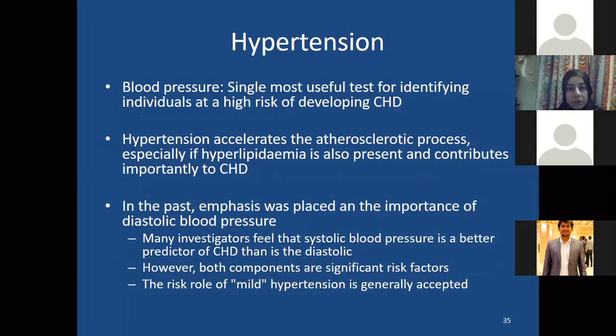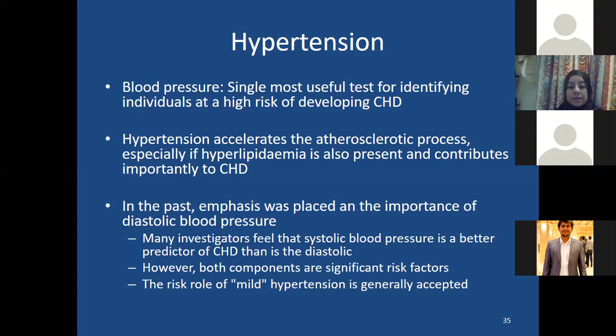So your blood pressure, it's the single most useful test for identifying individuals who have a high risk of developing CHD. Hypertension accelerates the atherosclerotic processes, especially if hyperlipidemia is also present, and contributes importantly to CHD. In the past, the emphasis was on the importance of diastolic blood pressure, and many investigators feel that systolic blood pressure is a better predictor of CHD than the diastolic blood pressure. However, both components are significant risk factors. The risk role of mild hypertension is generally accepted.